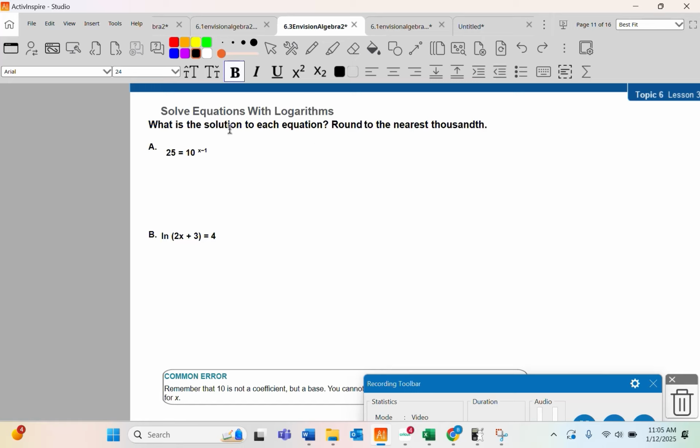All right, what is the solution to each equation? Round to the nearest thousandth. So now you actually get to do some logarithm equations. You're going to be using this whole context of log is bay. Like this is where it's at. Log is bay.